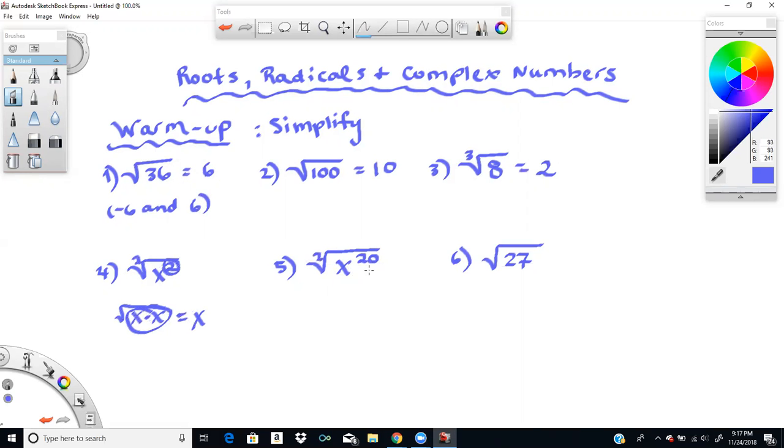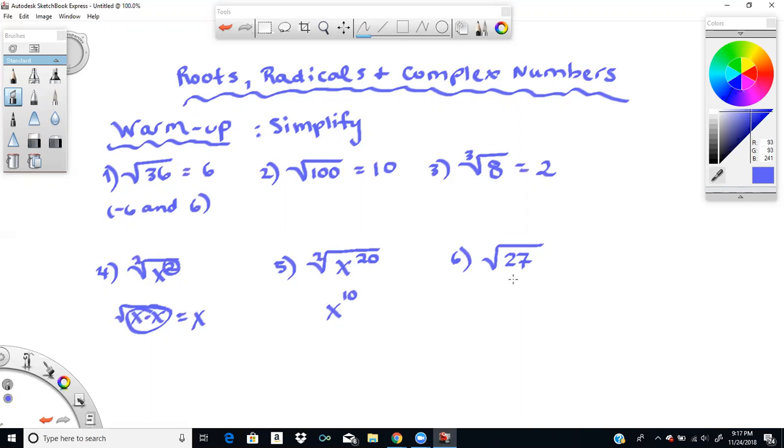Here, again, this is a 2. The square root of x to the 20th, what do you think that is? That means I have 20 x's all the way across, which means I would have 10 pairs. Another way of looking at this is 20 divided by 2. So the square root of x to the 20th is x to the 10th. So it's perfect. Right now we dealt with perfect squares or perfect cubes.